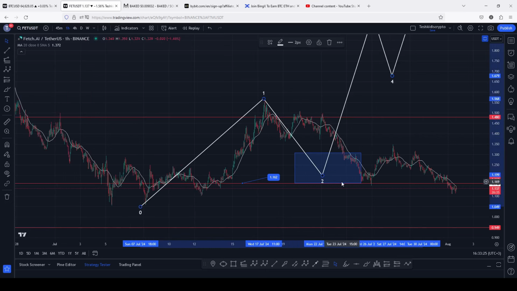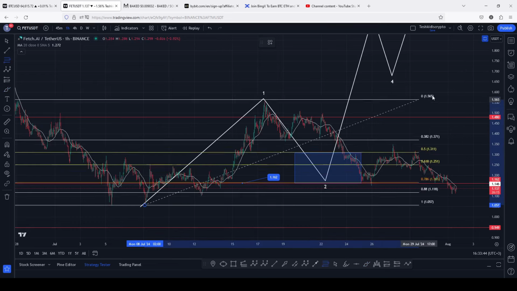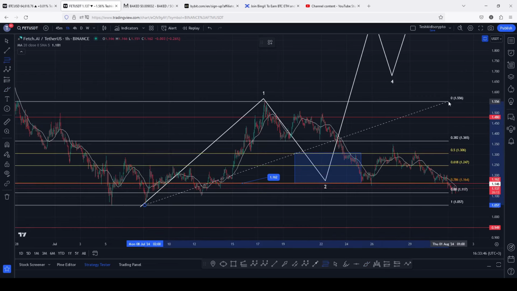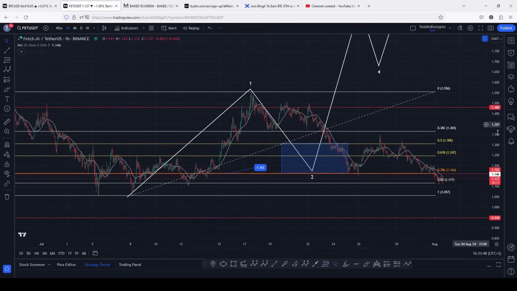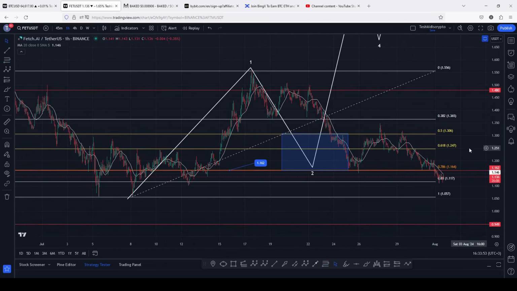Then we started a corrective structure in a negative count 2, whose minimum target areas I have highlighted here on the charts using this blue target area. I came up with it using the Fibonacci once again, connecting it from the low of the first wave to the high of that negative count 1, giving me a minimum pullback target area between the fib level 0.5 and the fib level 0.78, which perfectly lies between the 1.3 and the 1.164, an area that we have now fully maximized.